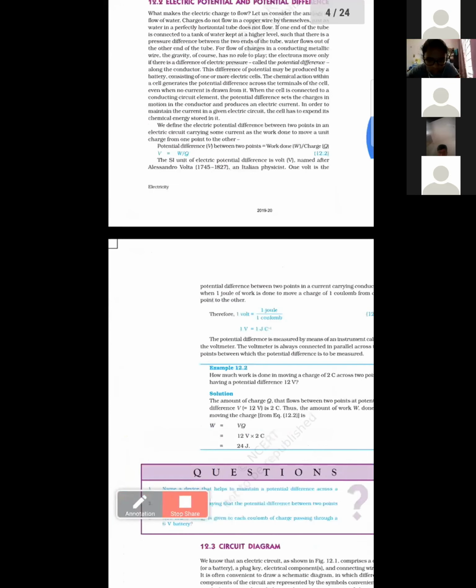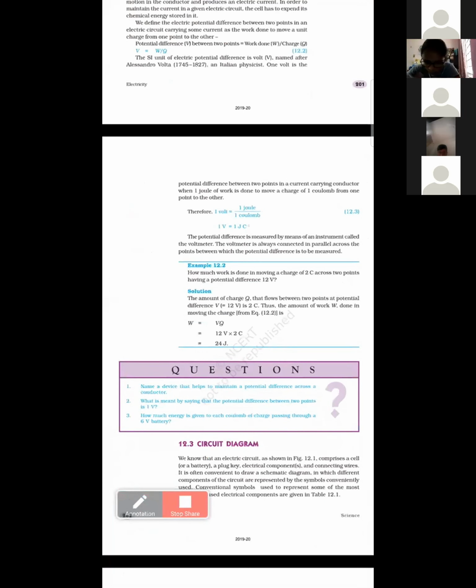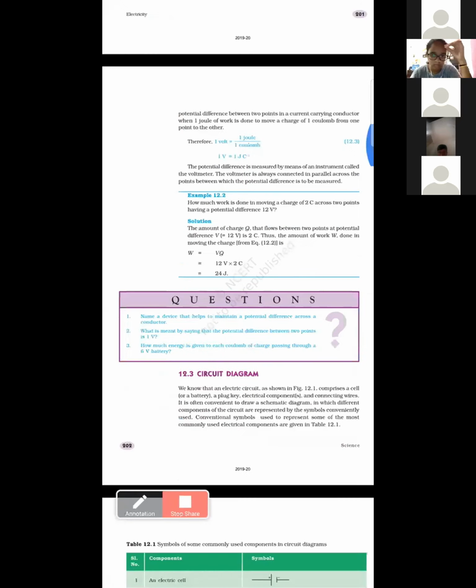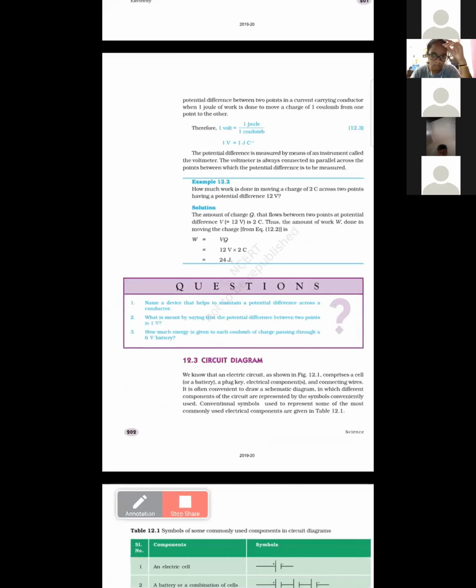We have example 12.2. It is based on potential difference. Voltage is 12 volts, charge is 2 coulombs. You have to find the work. Now coming to the blue colored questions, you can do these also. Name a device that helps to maintain potential difference across a conductor. What is the device name? Voltmeter. Okay. What is meant by saying potential difference between 2 points is 1 volt?